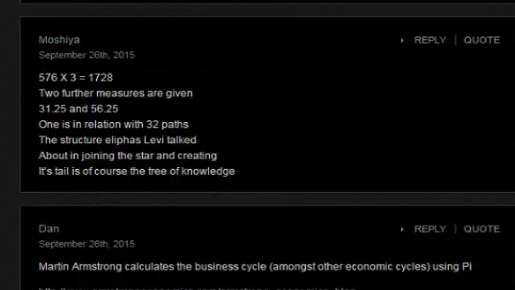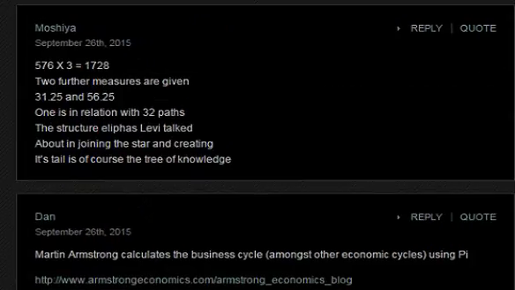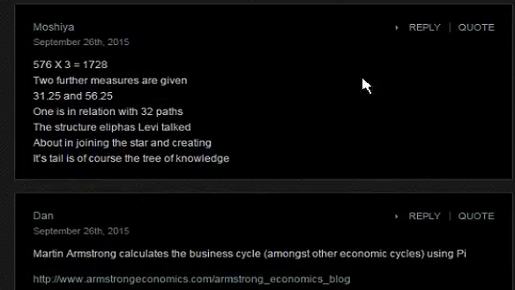Okay. Then said Martin Armstrong calculates the business cycle amongst other economic cycles using pi. Interesting. So economy or economics use pi, number pi. Interesting, really.